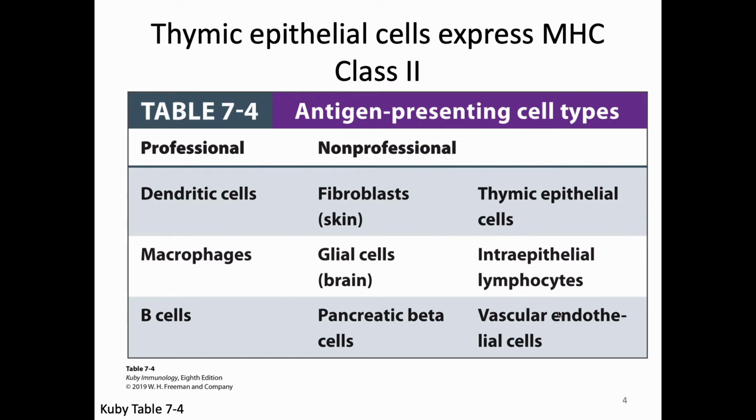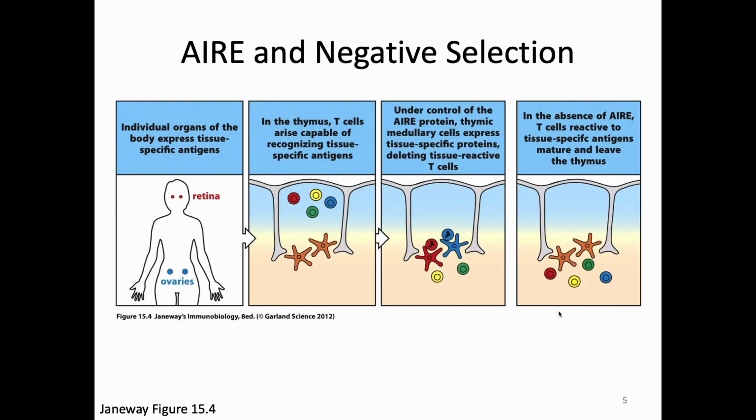Thymic epithelial cells are the same way. They also present on class II, and that's really important so that they can help T cells see every possible antigen for development. And so those thymic epithelial cells, those medullary epithelial cells, are making every single protein in the thymus. This is done as a result of a protein known as AIRE. AIRE stands for autoimmune regulator.